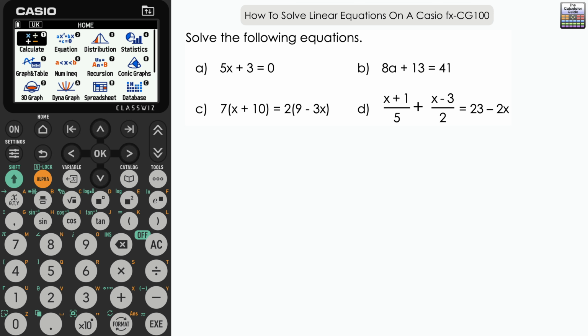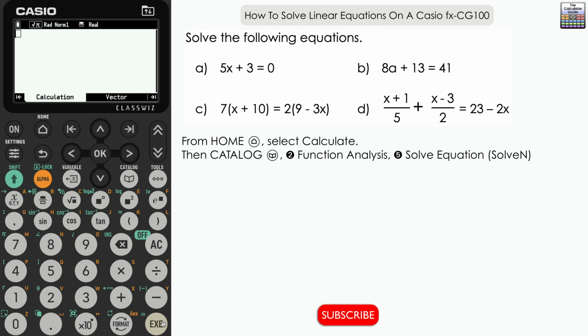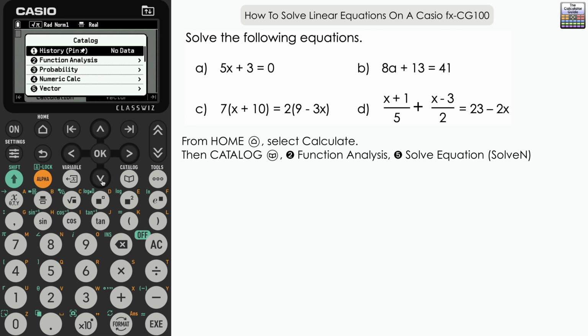We've got 4 example equations here to solve. We're going to be using the SolveN feature in Calculate to find the solutions to these. From the home menu, select Calculate and then choose Catalogue. From the catalogue, we want 2 function analysis and then 5 solve equation SolveN.